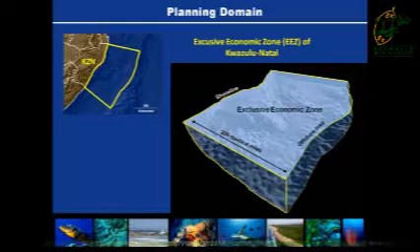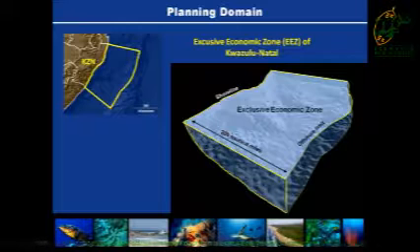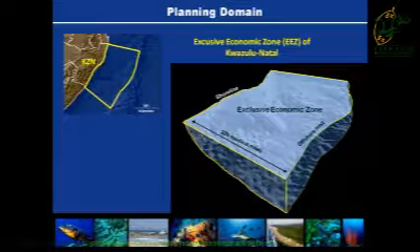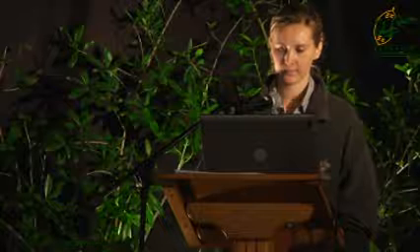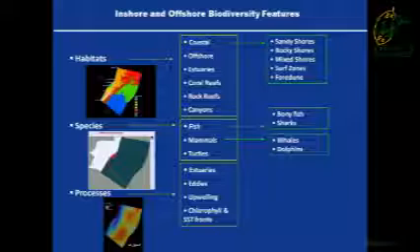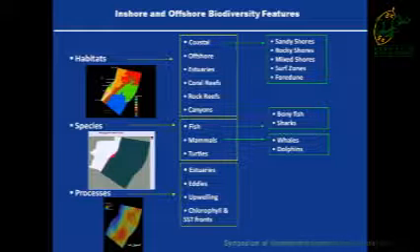Just to reiterate, the planning domain is obviously the KZN waters, which stretch from the shoreline out to the exclusive economic zone, which is 200 nautical miles offshore. So it's a really large planning area, and not much is known, especially in these deep offshore areas. If we look at the features that were mapped, we have habitat, species, and processes, and we have a large number of features within each of these categories that were looked at.